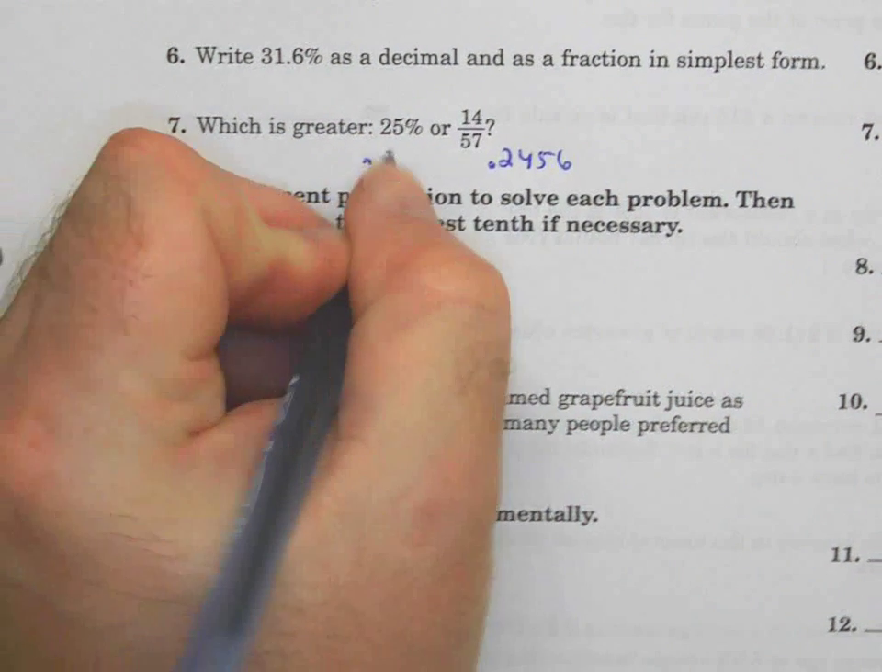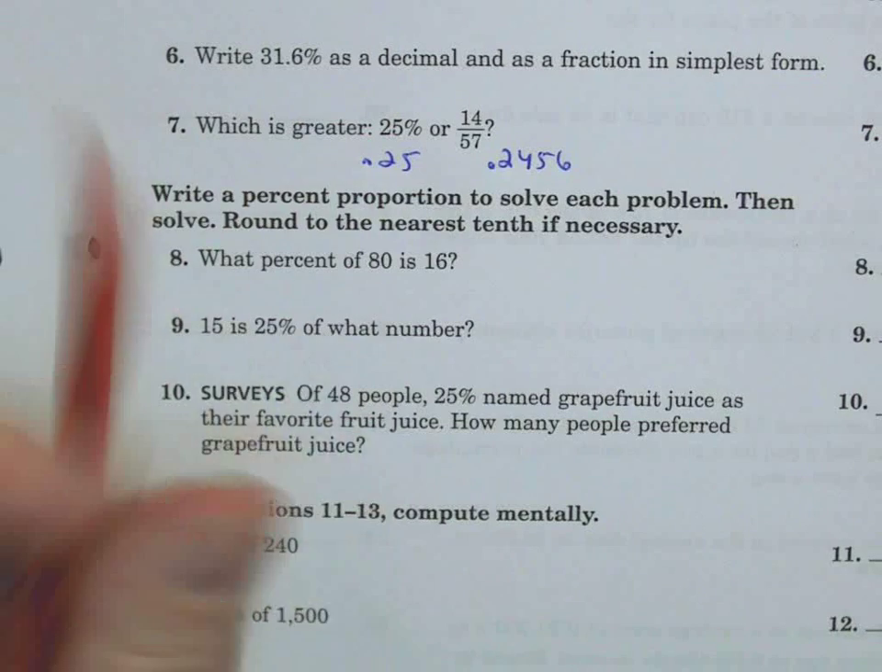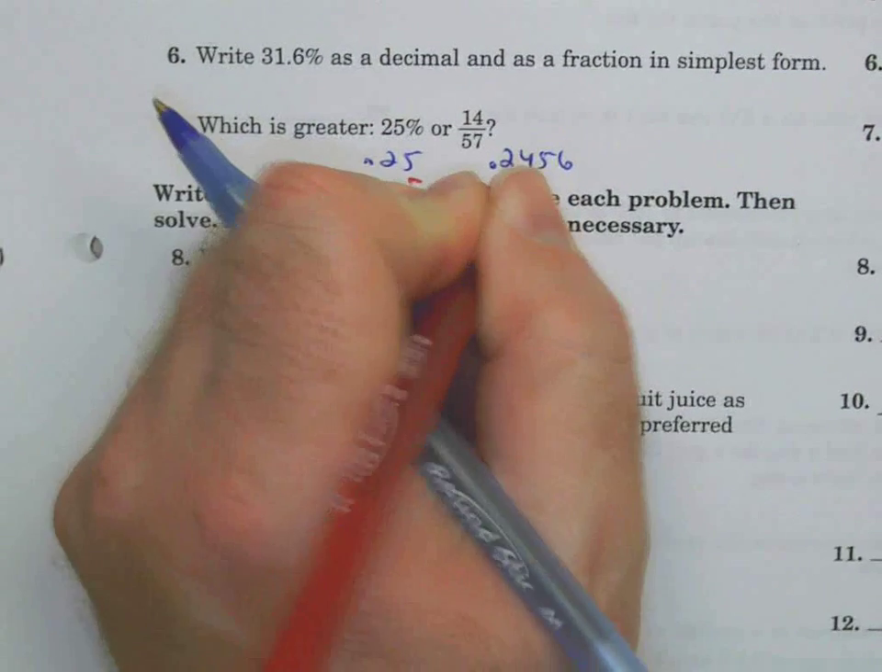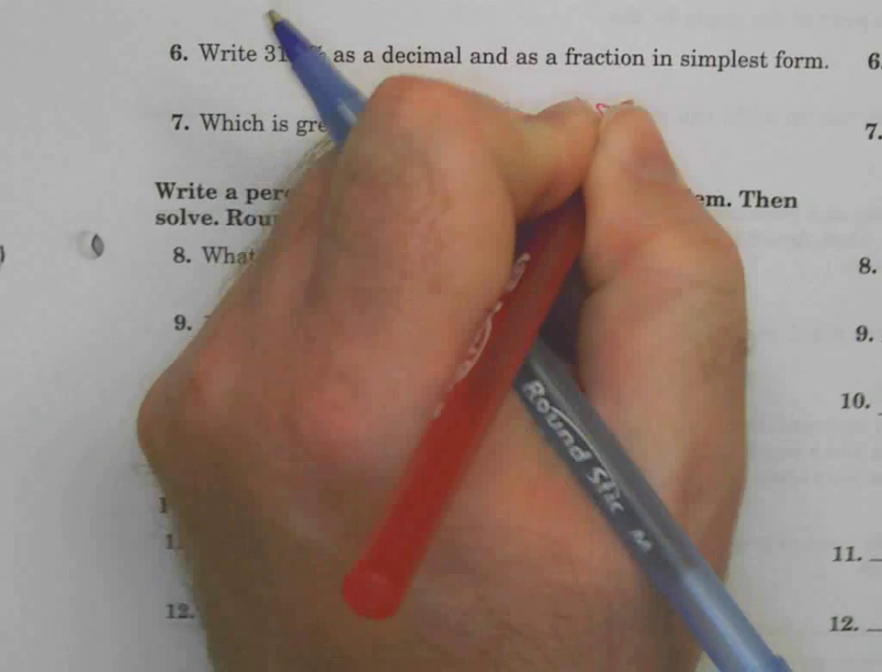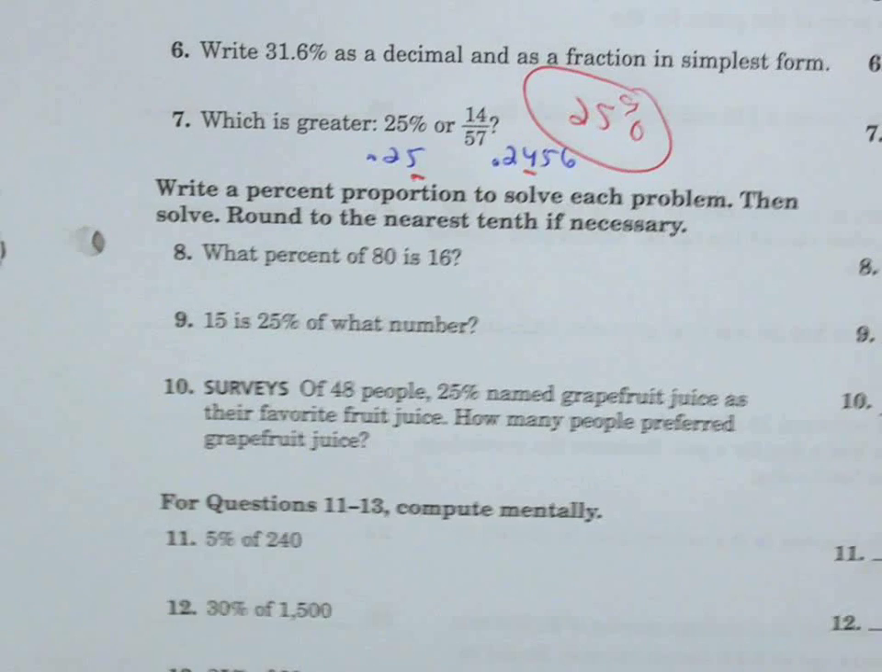This one here is 0.25. So technically, I have a 5 here, I have a 4 here. They're not negatives. Who wants to raise their hand and tell me which one's larger? Which one's larger? No one? 25% is larger. Done.